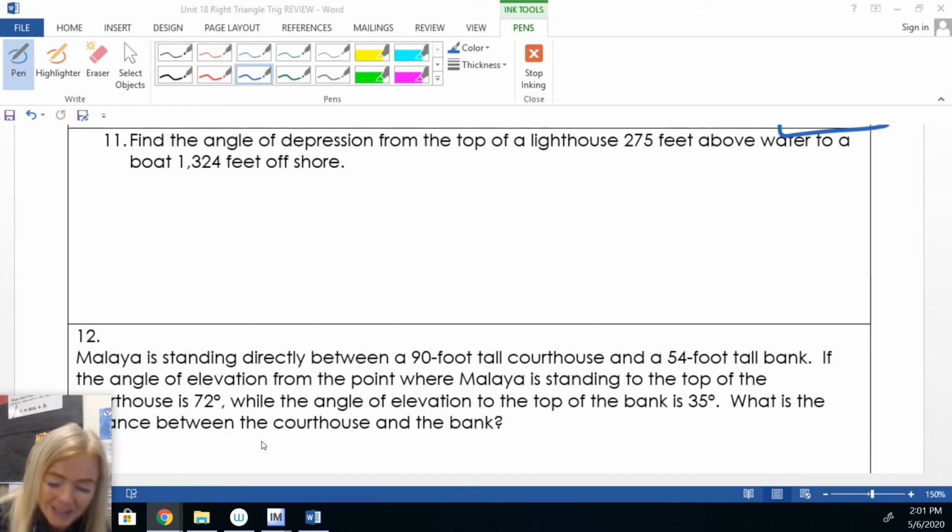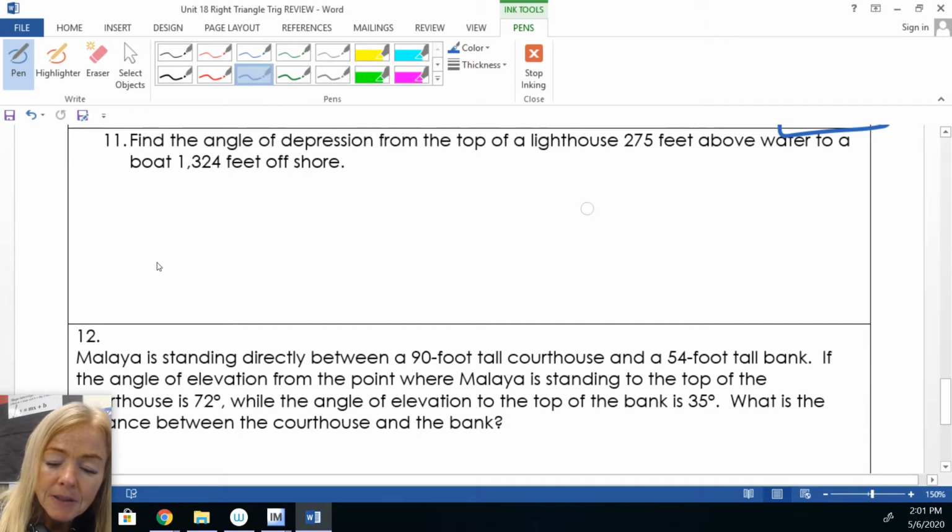Okay, so we are on part 2 of Unit 18, and we're on number 11, and we're just doing the review so that you understand the problems and how to do them for when you take the test. Anyway, number 11: find the angle of depression from the top of a lighthouse 275 feet above water to a boat 1,324 feet offshore.